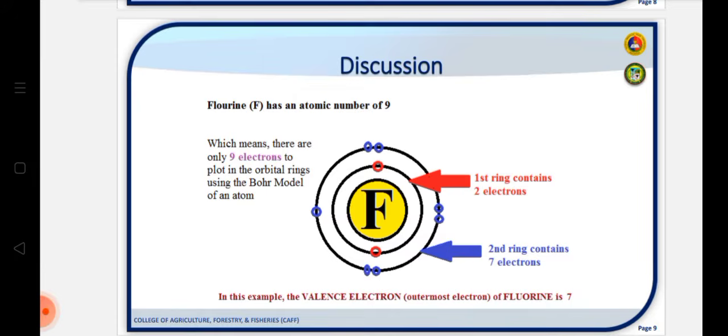Alright, so in this example, the valence electron or the outermost electron of fluorine is 7. So, kailangan pa ba ta mo-drawing og ikatulong nga ring? Okay, dili na ta kailangan mo-draw og ikatulong na ring. Kina-complete naman nato siya. 2 plus 7 is equal to 9. But if we're going to count the outermost electron, na naa sa second ring, 1, 2, 3, 4, 5, 6, 7. So, the answer is 7 na yung valence electron or the outermost electron.